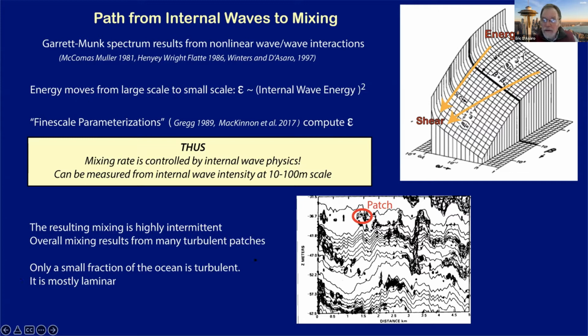The resulting mixing in the ocean is not fully turbulent. It's highly intermittent. Here's an example of that. This is a section somewhere. I don't know where I got this figure anymore. This is a few meters in the vertical, a few kilometers in the horizontal. Little black blobs are where there is significant mixing. And you see it's all very patchy, but only a small fraction of the ocean is turbulent at any given time. It's the sum of all these little patches that result in the net mixing. Otherwise, the ocean is mostly laminar.